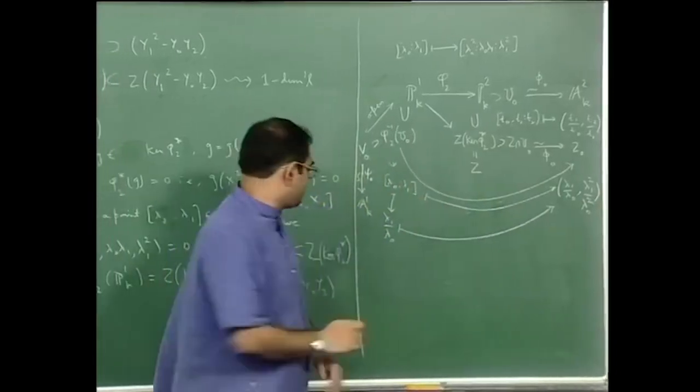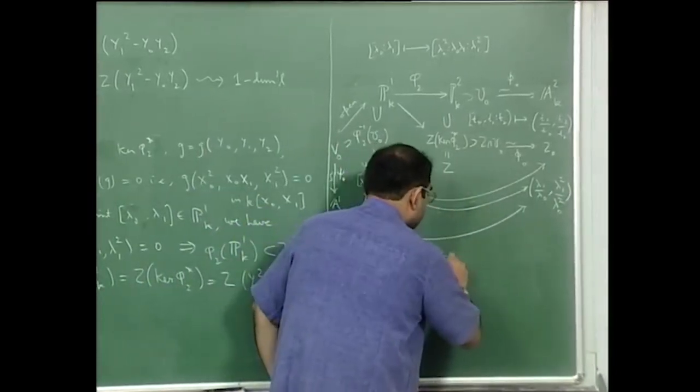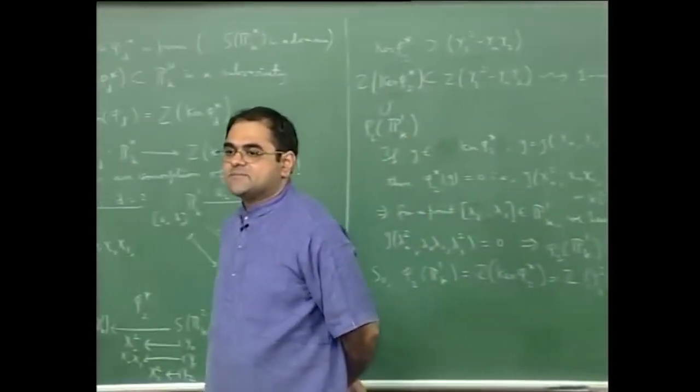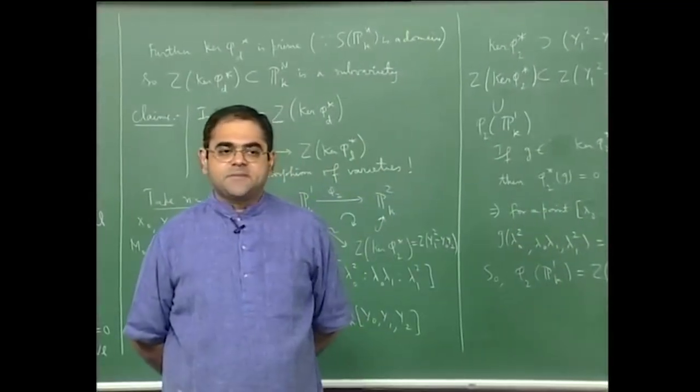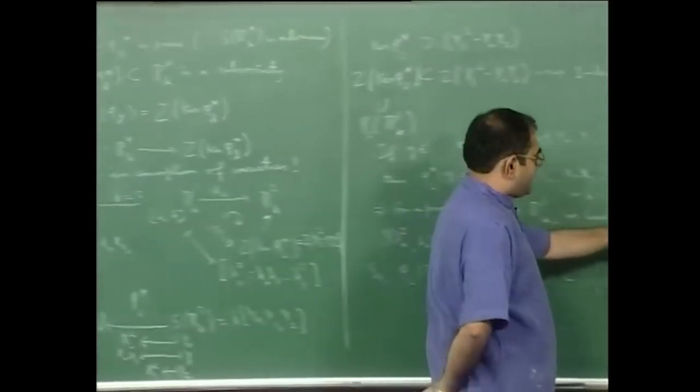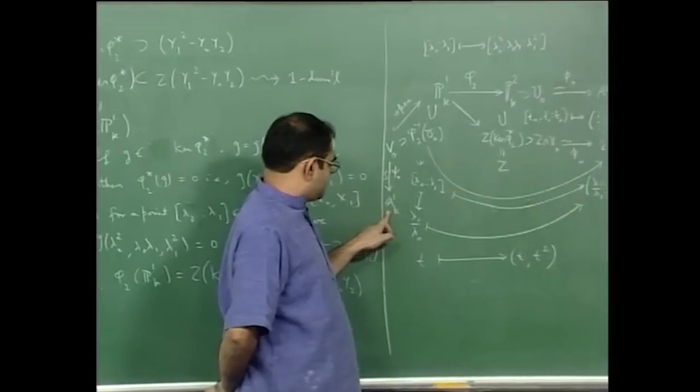That is the map. The map is simply t going to (t, t squared). That is the map. The map is just t going to (t, t squared), and it's a map from A1 to A2.